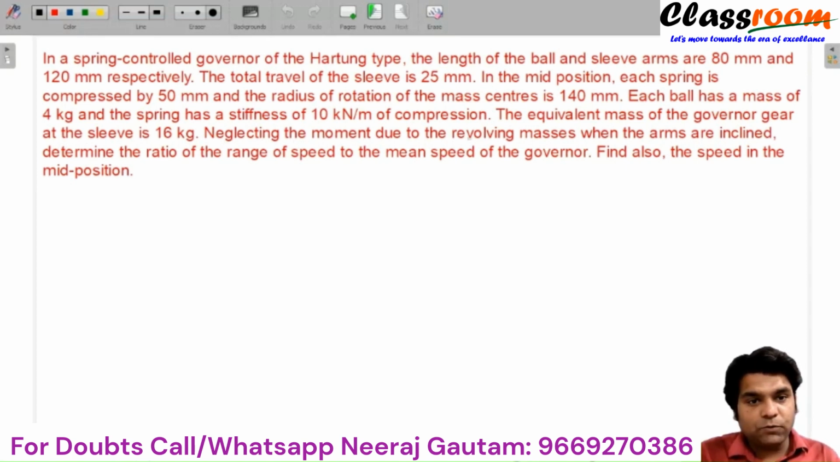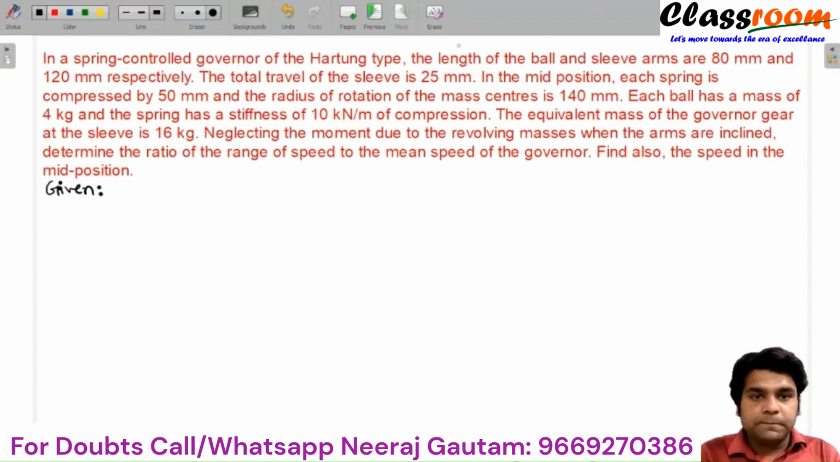Neglecting the moment due to the revolving masses when the arms are inclined, determine the ratio of the range of speed and the mean speed of the governor. Also find the speed in the mid position. So here we have to find the ratio of the range of speed to the mean speed of the governor, and the speed of the governor in the mid position. So first we will write the given data of the problem.